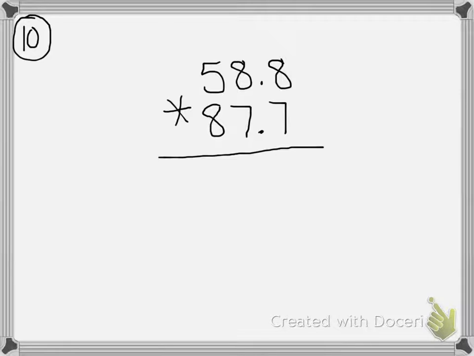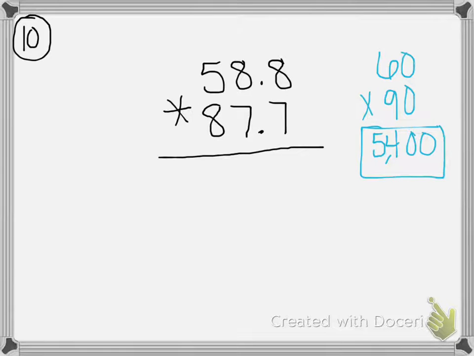For number 10, you have 58 and 8 tenths times 87 and 7 tenths. First, you have to estimate, so I would round 58 and 8 tenths to 60 and 87 and 7 tenths up to 90. So right now I'm going to ignore the zeros. 9 times 6 is 54, and then add the 2 zeros back. So I know my answer is going to be around 5,400.